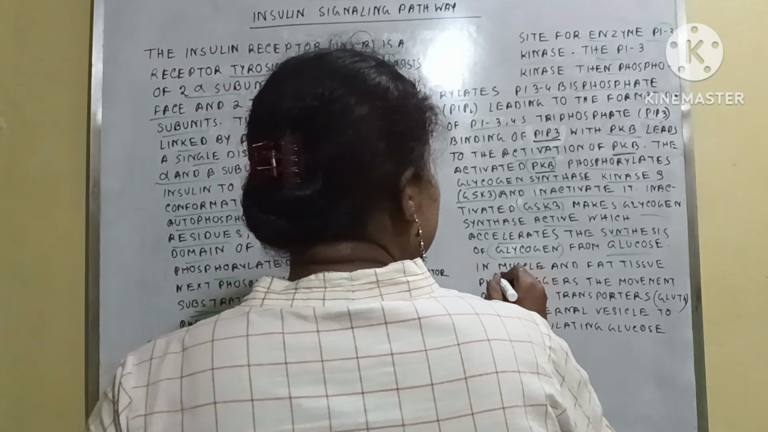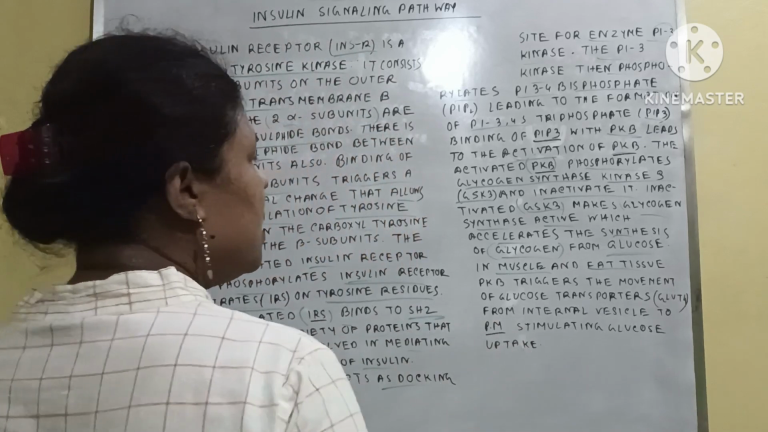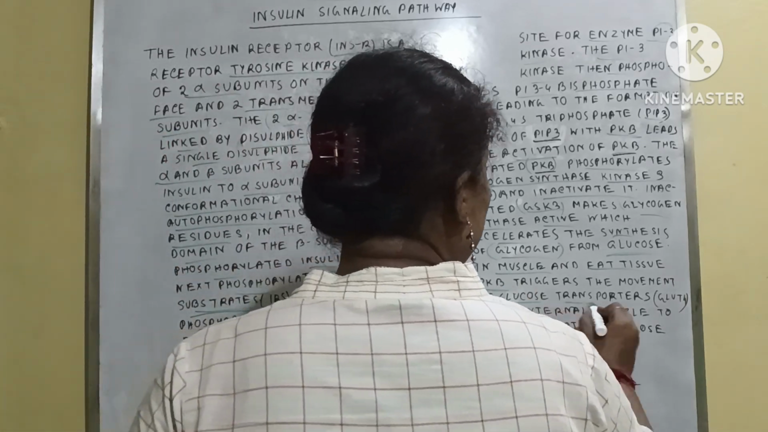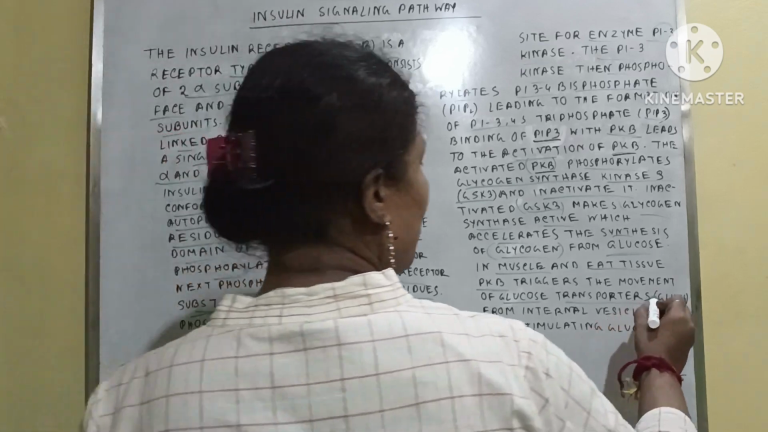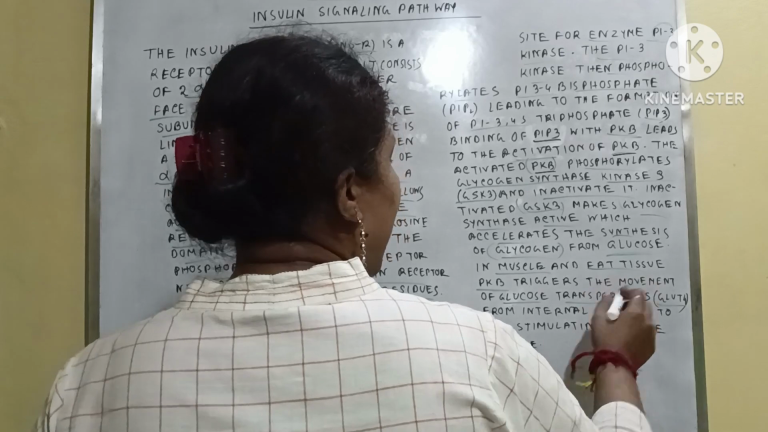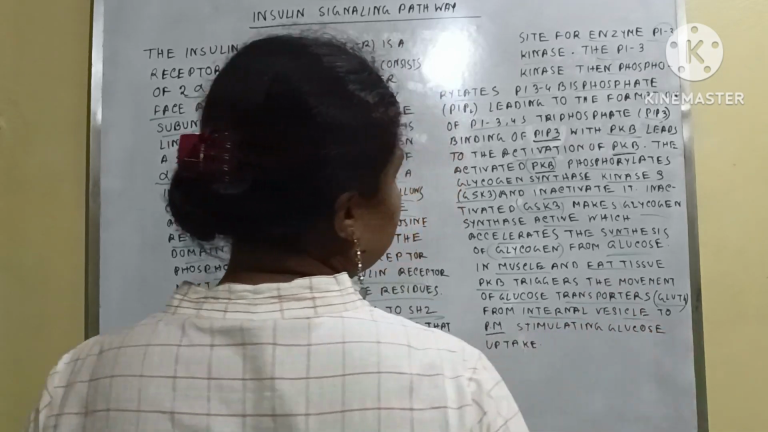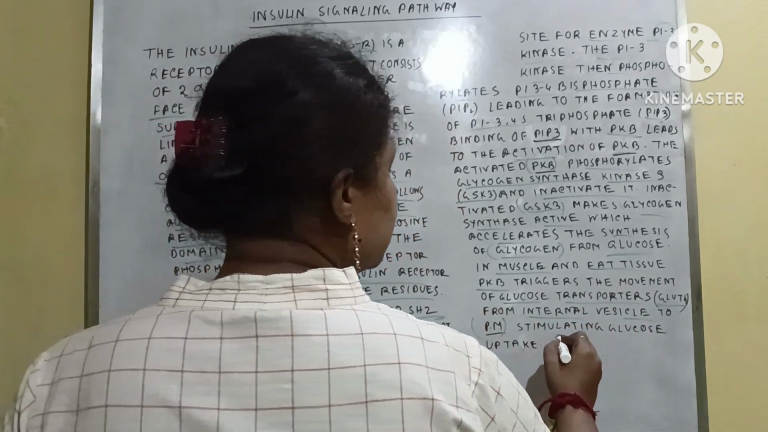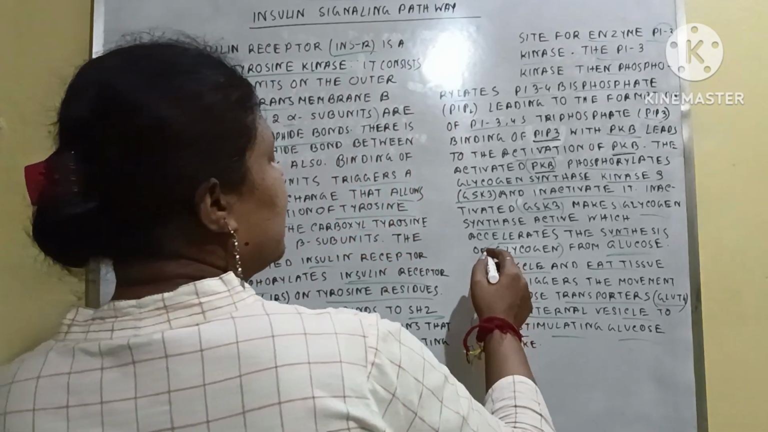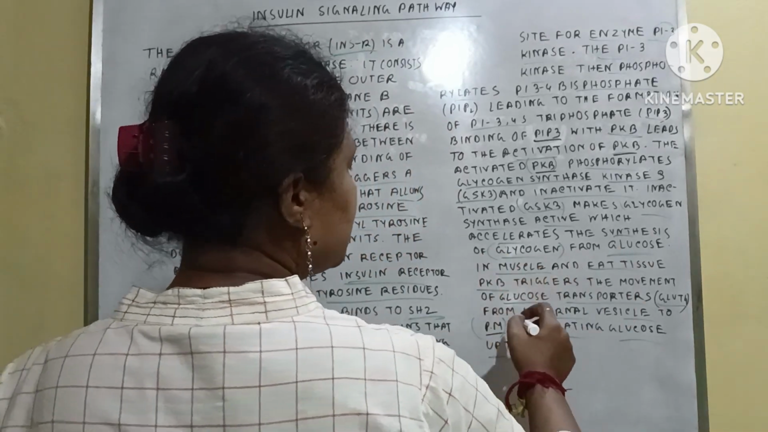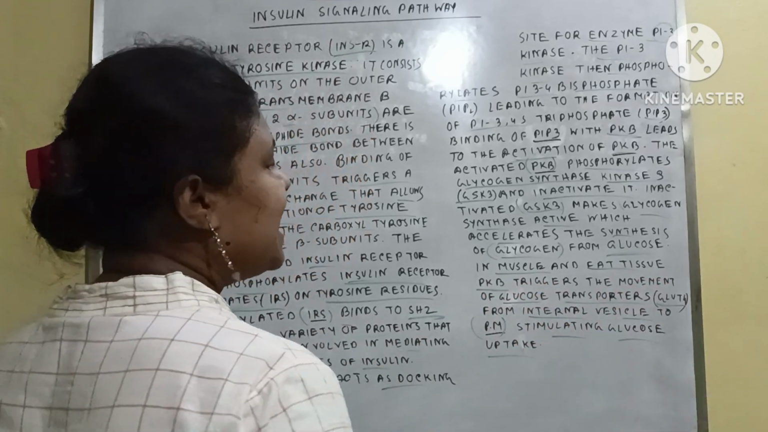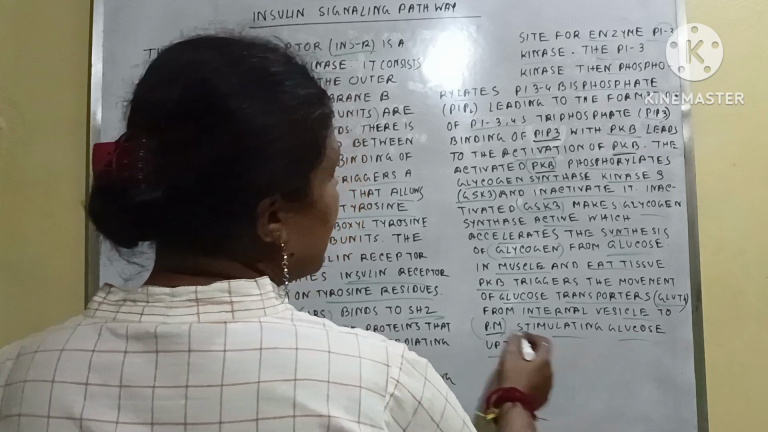And in the case of muscle and fat tissue, PKB also triggers the movement of the glucose transporters, called GLUT4 glucose transporters, from the internal vesicles to the plasma membrane, stimulating glucose uptake. So in muscle and fat tissue, PKB triggers the movement of glucose transporters and stimulates glucose uptake.